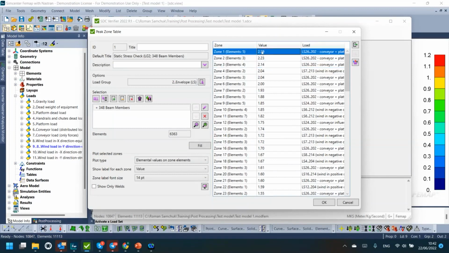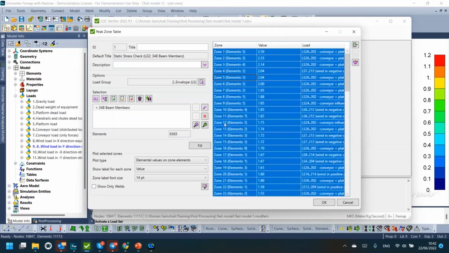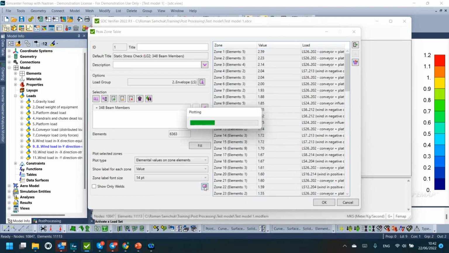This value is shown as the maximum value per each of these zones. So it means that some elements out of these 5 elements have the value of 2.59. And you can directly see the governing load for this value. So load set 26 is causing this high value. I'm going to plot these things to get a better idea. What does it mean?